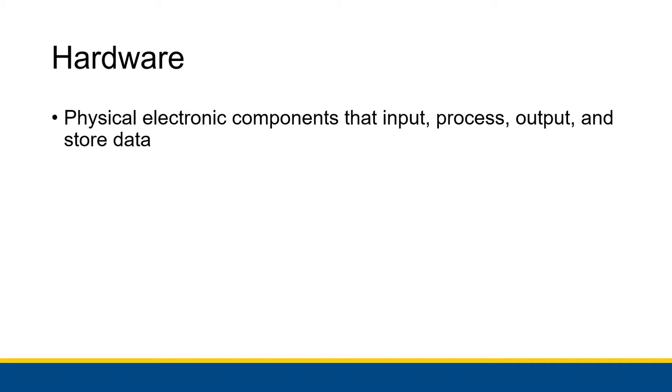The book defines hardware as the physical electronic components that input, process, output, and store data. And I want to focus on the physicality of this. When you have a computer, hardware is the stuff that you can actually touch. It's the circuit boards. It's the actual components that are on those circuit boards. This is as opposed to software, which we cover in the next video. Software is just electronic data.